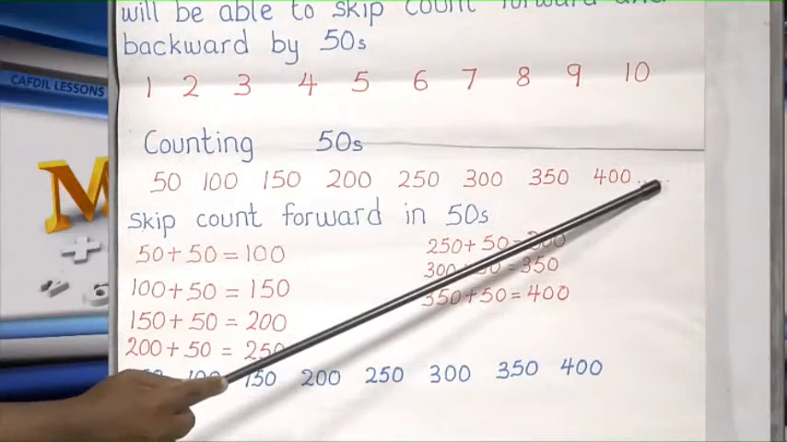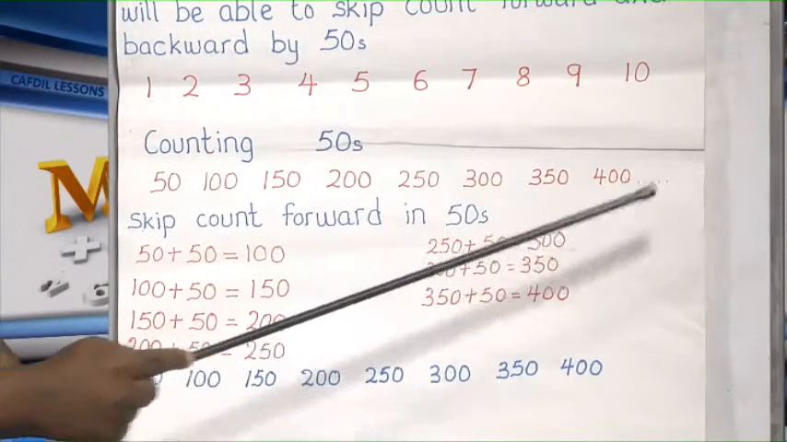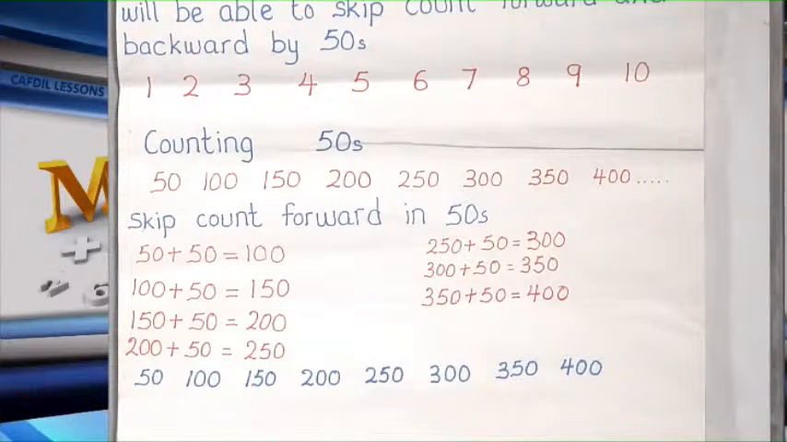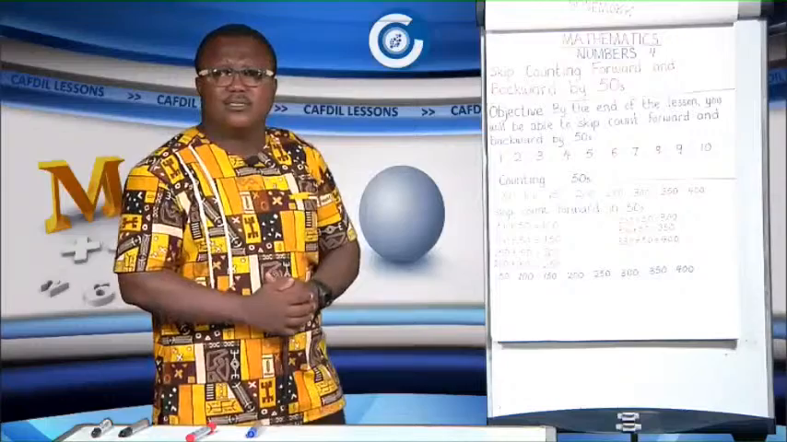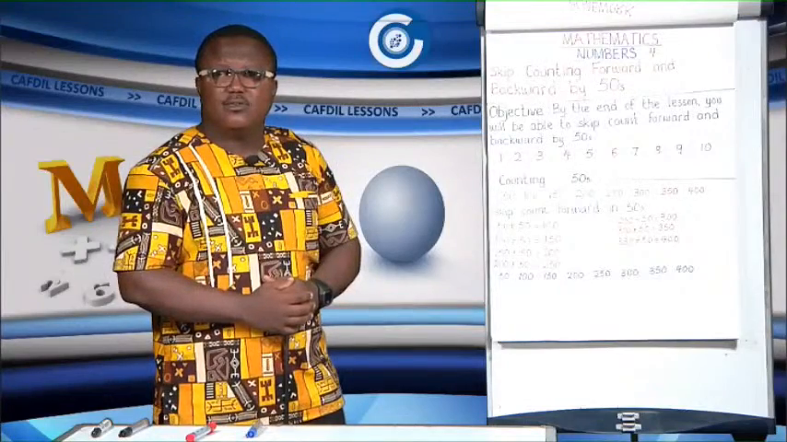So that is why I've written the dots, meaning I can do it and do it and do it and do it without ending. Because we will continue to add 50 to it to infinity.